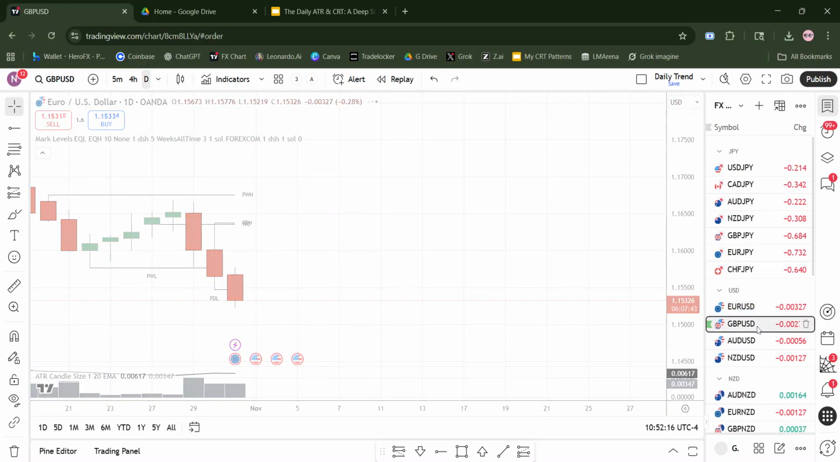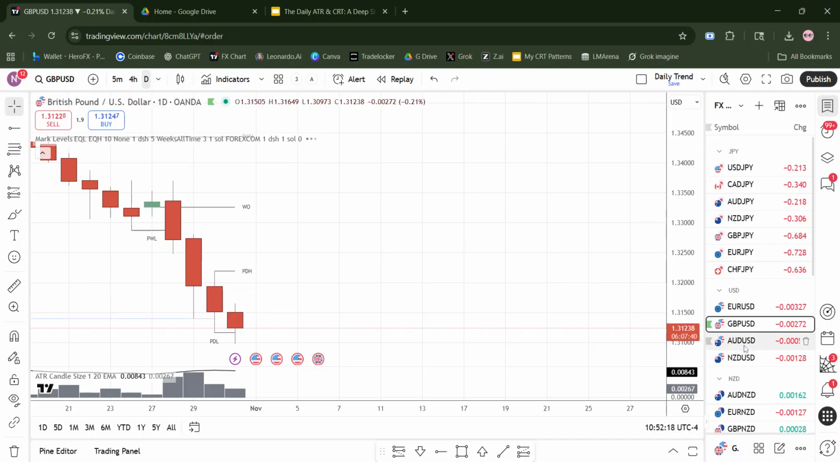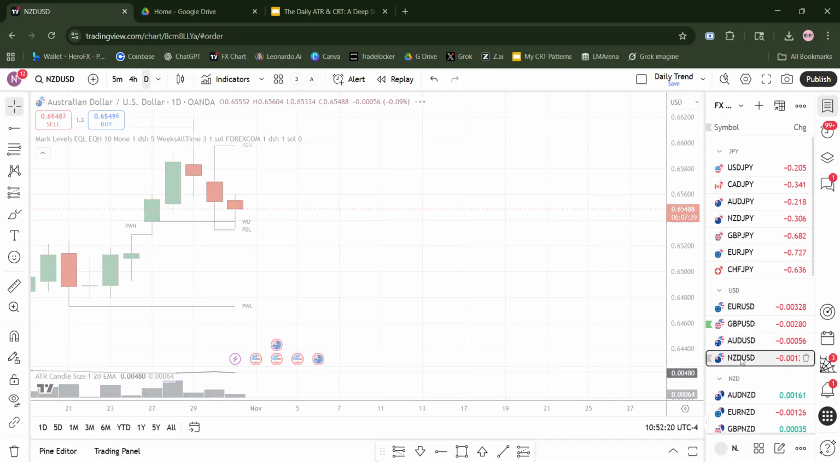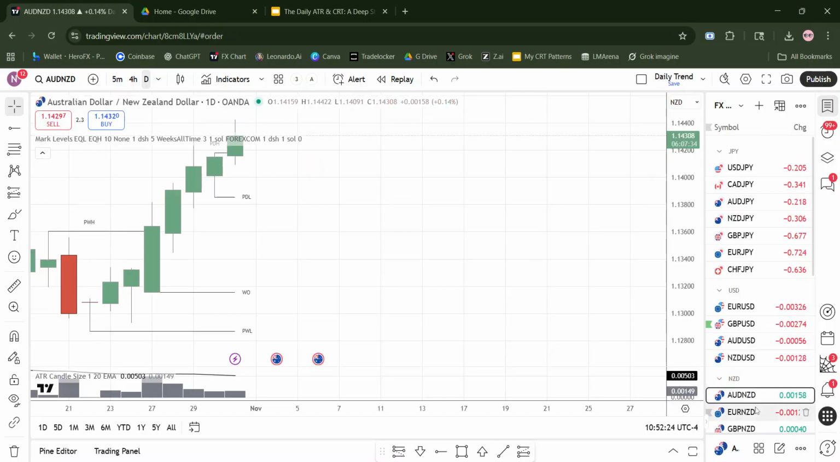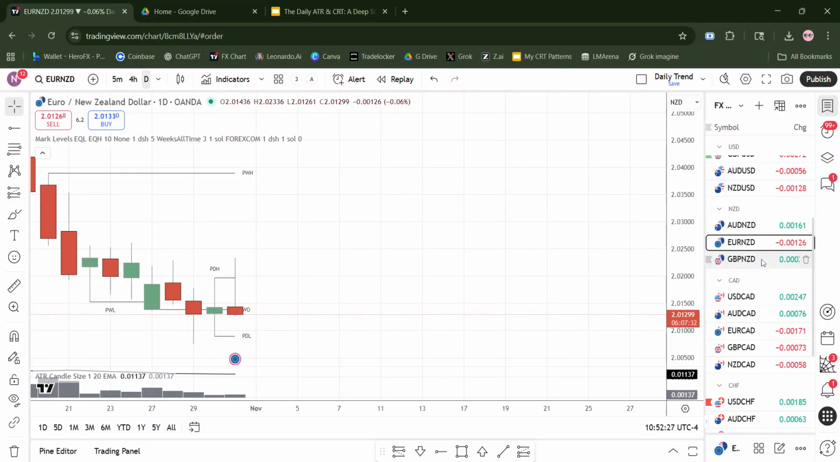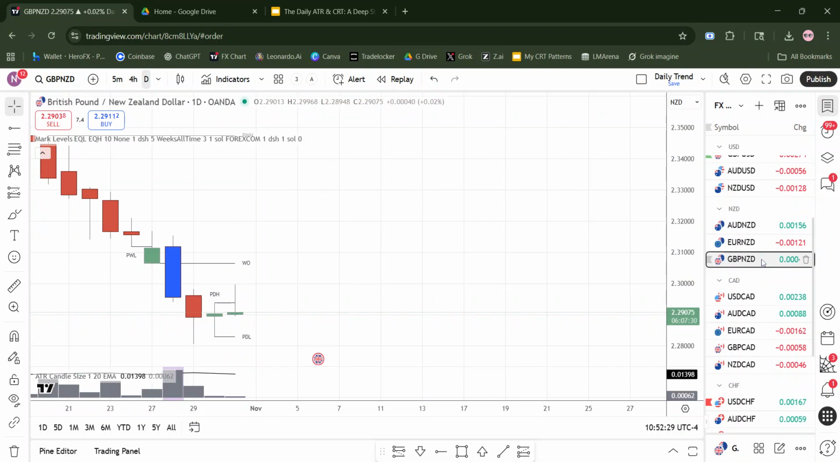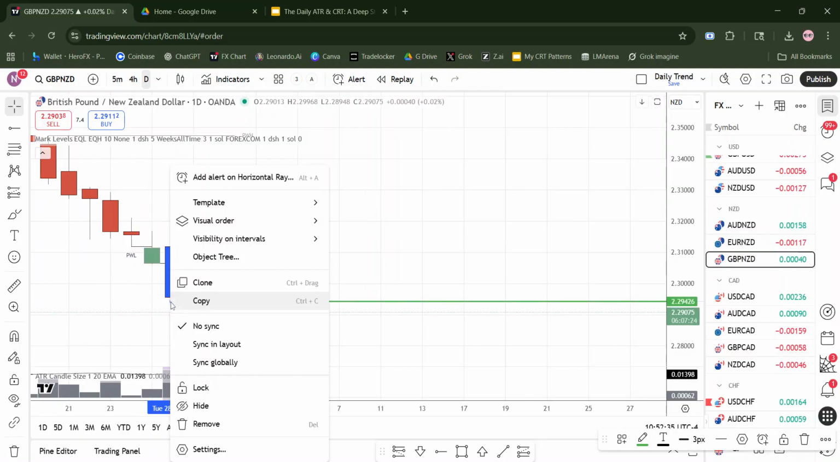See, nothing there. Looking for just yellows and blue candles. Nothing there. Nothing there. Okay, there was a blue candle here. I did take this, but price did come back.